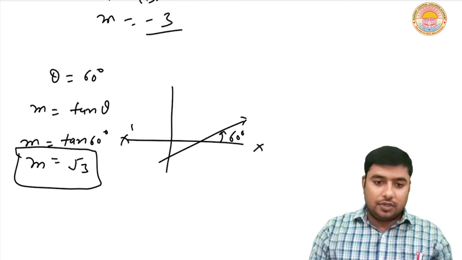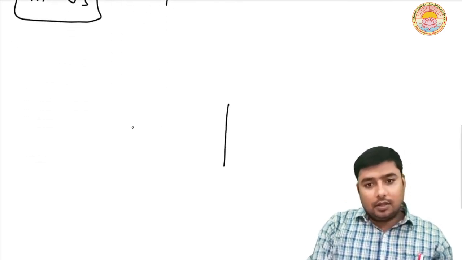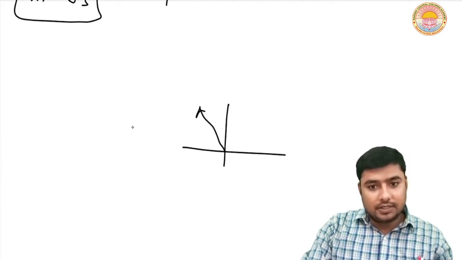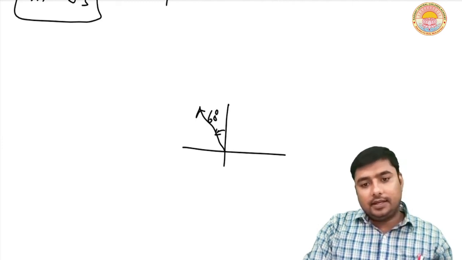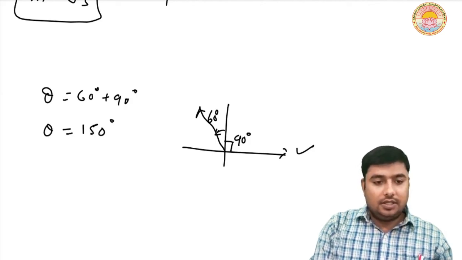If in any question we say 60 degree with the y-axis, what does it mean? We can show this angle equals 60 degree. So what can we write for the angle? This is 90 degree, because the slope is taken from the positive direction of x. So theta equals 60 degree plus 90 degree, which equals 150 degree.